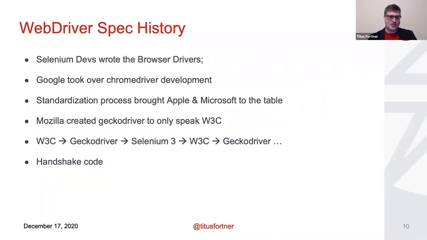So when we started doing the W3C, it was right around the time we released Selenium 3. We started adding classes for this W3C protocol, different capabilities, different things we're working with. And Mozilla decided that their Gecko driver was only going to support the W3C protocol. It wasn't going to work with JSON wire protocol at all.